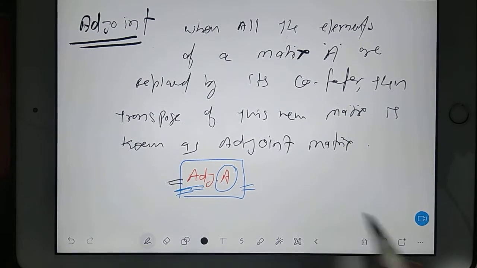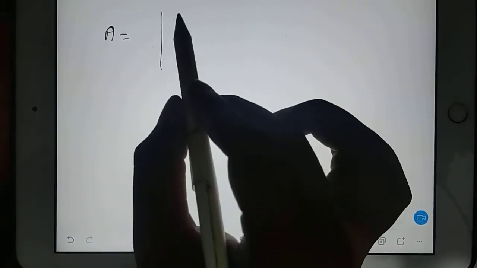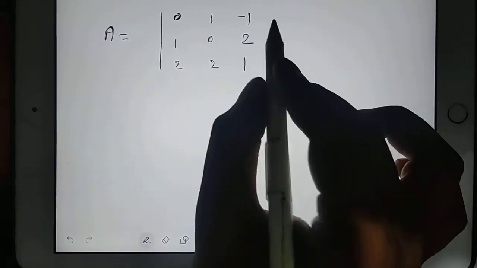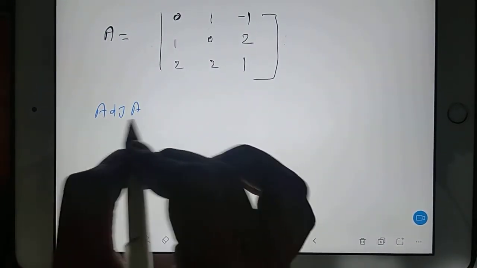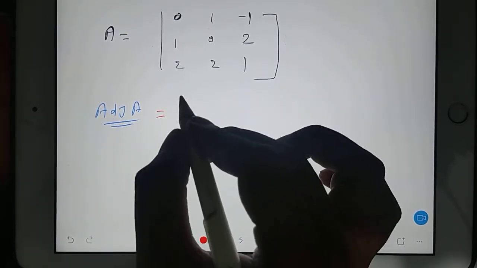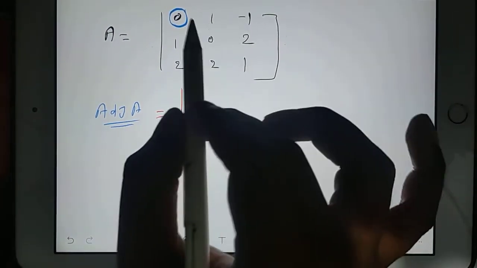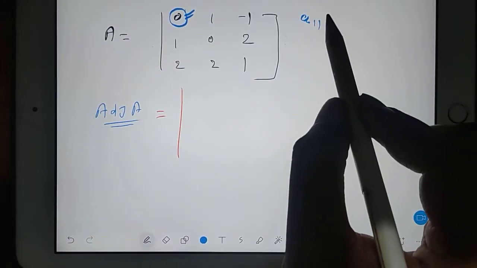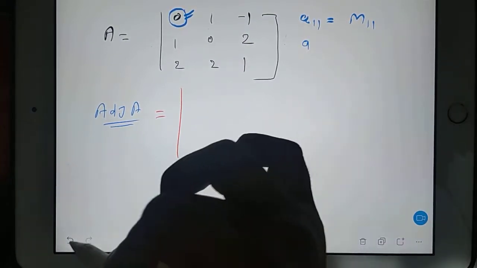So the small question, I'm changing the page. Suppose I have the matrix with rows 1 0 1, minus 1 1 0, and 2 2 1. Now I want to find out adjoint A. Then how will I find out adjoint A? So simple. Here you replace this element with its minor. Minor means what is this? A11, correct? So minor for A11 is how much? M11. Okay, so how do you calculate M11?